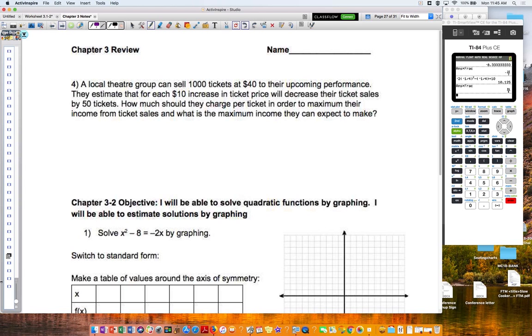Here it says a local theater group can sell 1,000 tickets at $40 to their upcoming performance. They estimate that each $10 increase in ticket price will decrease their ticket sales by 50 tickets. How much should they charge per ticket in order to maximize their income from ticket sales, and what is the maximum income they can expect to make? All right, so we've done a few of these types of problems. So we're going to have x equal the number of price increases.